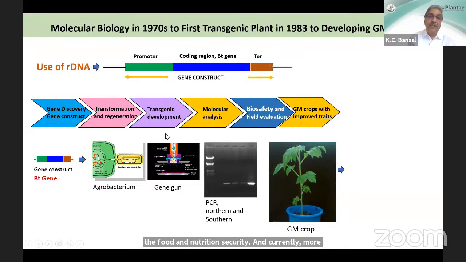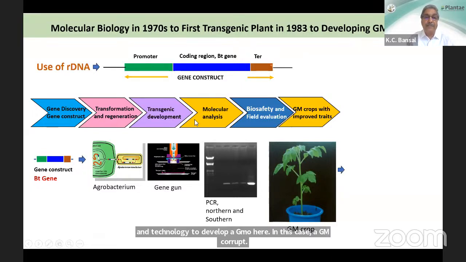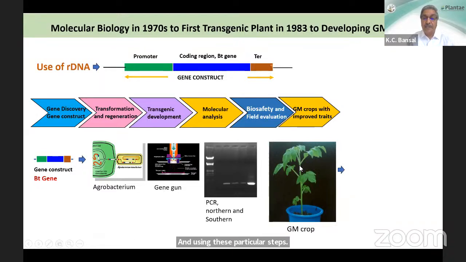To start with developing a GM crop, we need to develop the gene construct. Again, here we're using rDNA technology, and a suitable construct requires a promoter. For example, mostly in plants we use the CaMV, cauliflower mosaic virus, 35S promoter, a coding region from a bacterium, for example the Bt gene, and a terminator could be from another organism altogether. So this is again recombinant DNA technology to develop a GMO, here in this case a GM crop. And using these steps, a particular GM crop is developed, wherein a Bt gene, for example, is added.